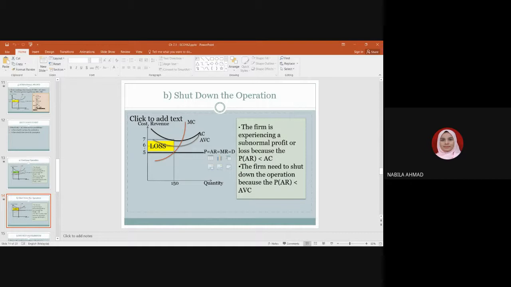Kenapa? Kerana now the firm cannot cover the variable cost. The firm cannot pay the wages to the labor. They cannot cover the variable cost, utilities, bill utility dan sebagainya dia tak boleh cover lagi. Then they should shut down. Right?